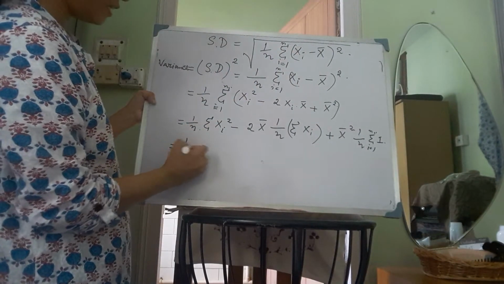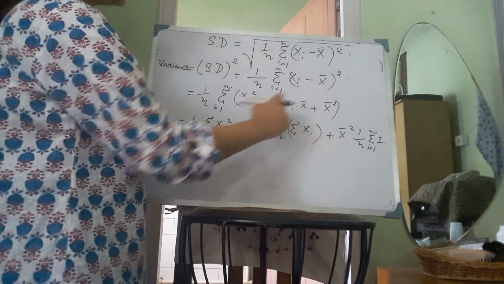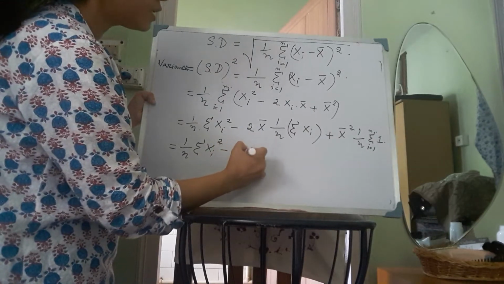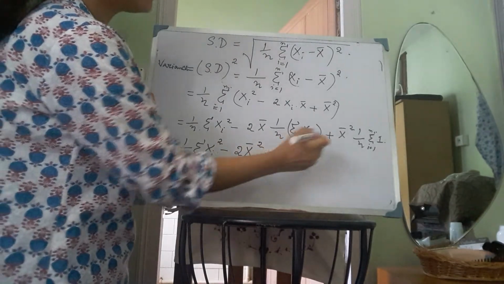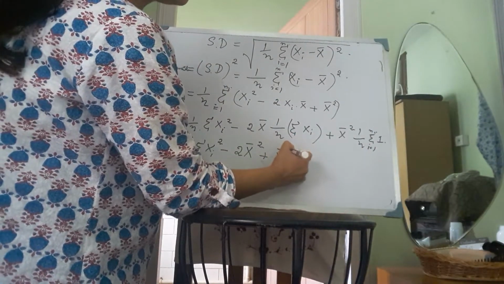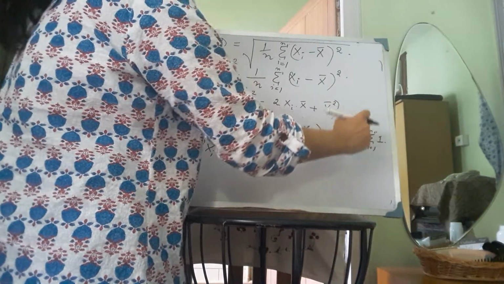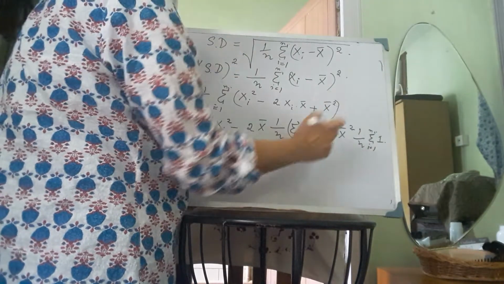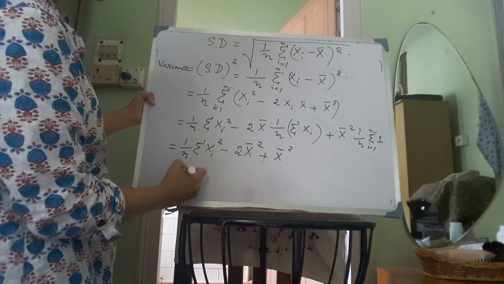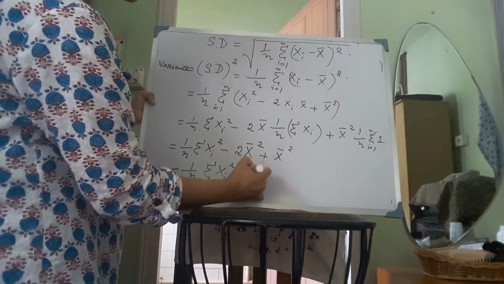So from here we can write 1 by n summation of xi square minus 2. Now this is x bar, 1 by n summation of xi is x bar. So from here we can write 2 into x bar square, and then for the third term we can write plus x bar square. Now what is summation of 1? When i is from 1 to n, this is n. So 1 by n into n, that will be 1. So we will have x bar square here. Now from here we can write 1 by n summation of xi square minus x bar square.